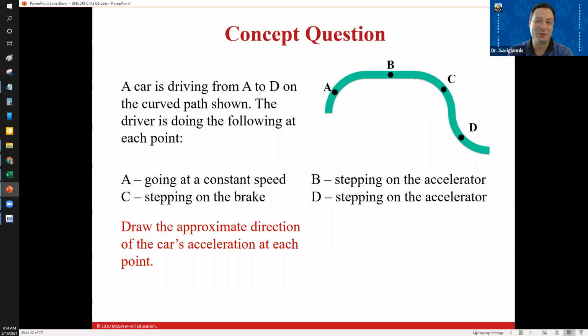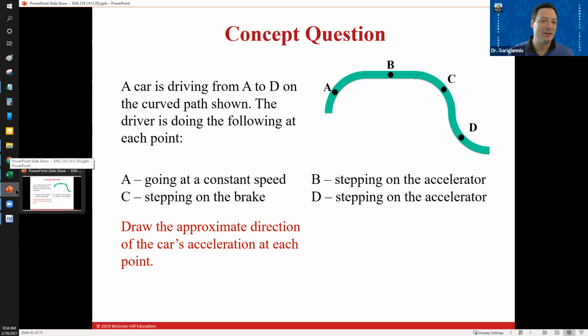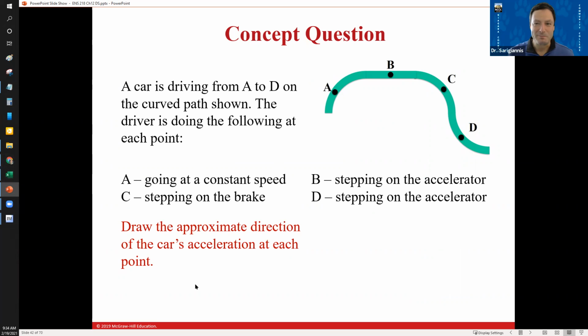Okay, let's see. What did I have here? Do I have the solutions? Which slideshow is this? All right. Oh, okay. This is for you to do on your own.